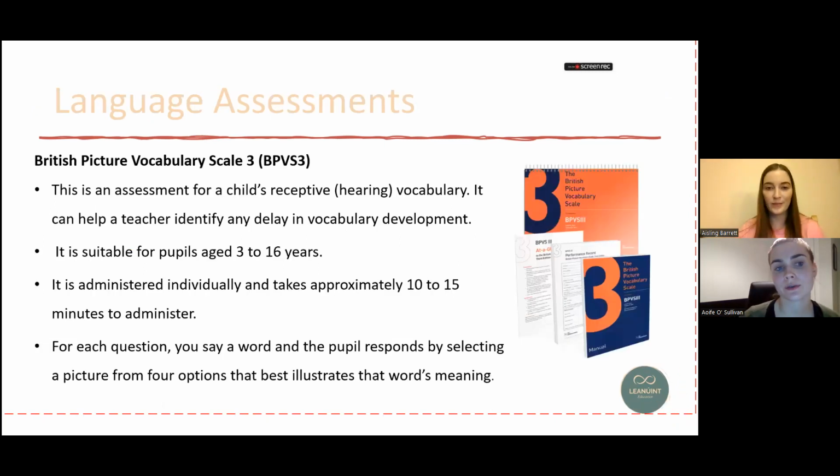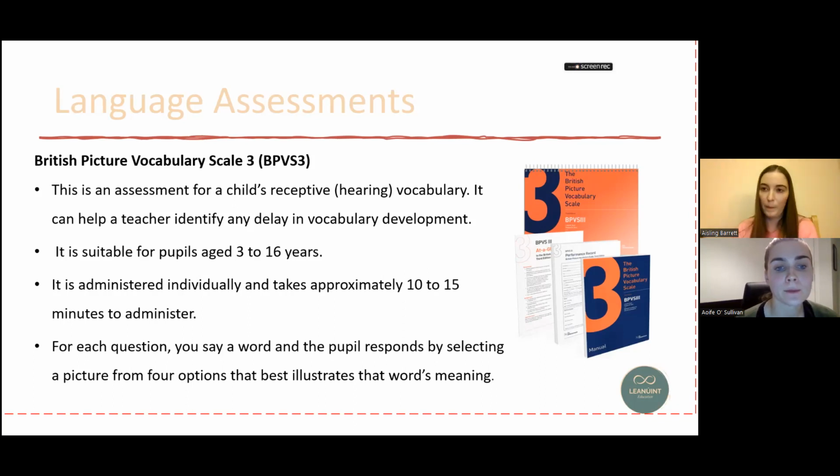So now we are going to move on from reading assessments and focus more on knowledge of language assessments. This one here is a very popular one. Many schools have it, so it's one that you might be familiar with, and it is the British Picture Vocabulary Scale. It's an assessment for a child's receptive or hearing vocabulary, and it can help a teacher identify any delay that a pupil may have in their vocabulary development.